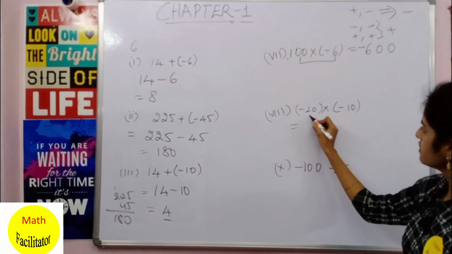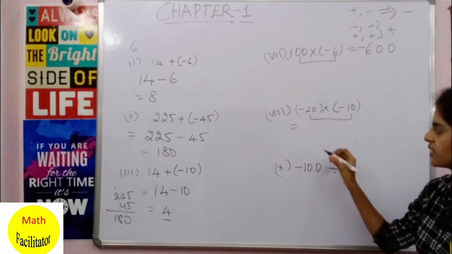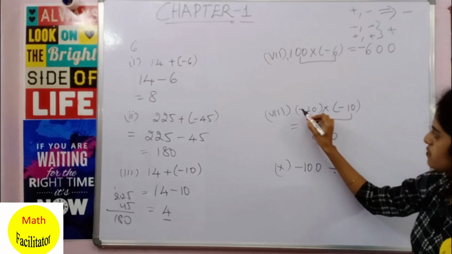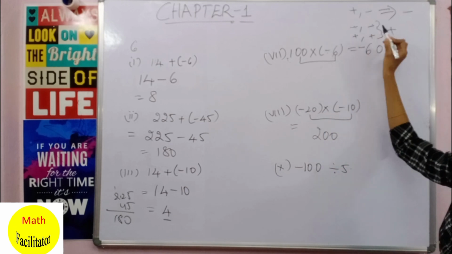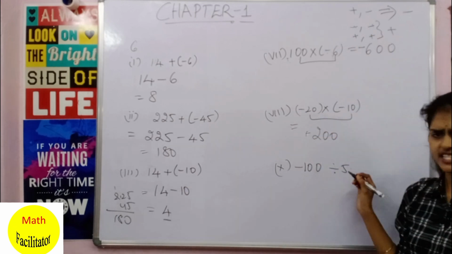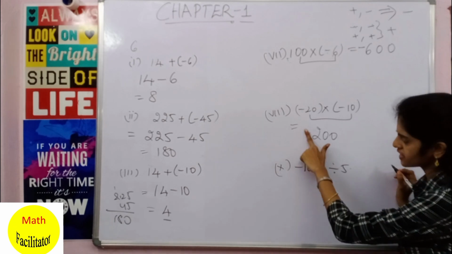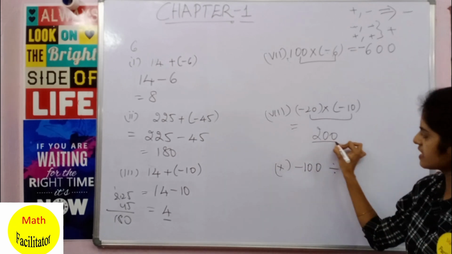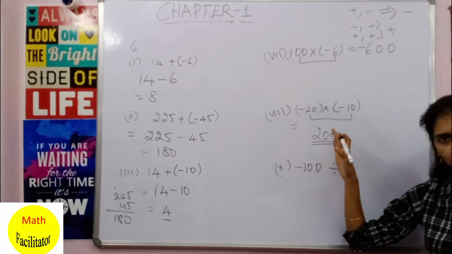Now here, firstly you will multiply 20 into 10. So 20 into 10 is 200, and minus into minus, so there are two negatives, so the answer is plus. So plus 200, you don't have to mention the positive sign. Okay, it is implied that if you are writing 200, it is plus 200.